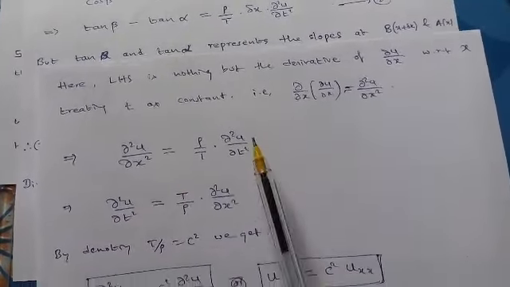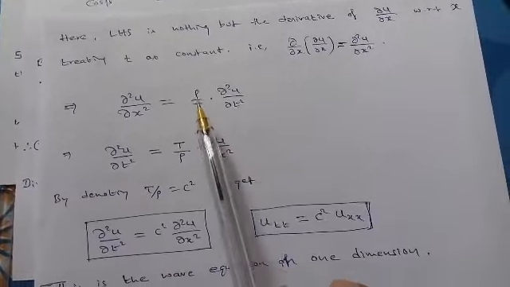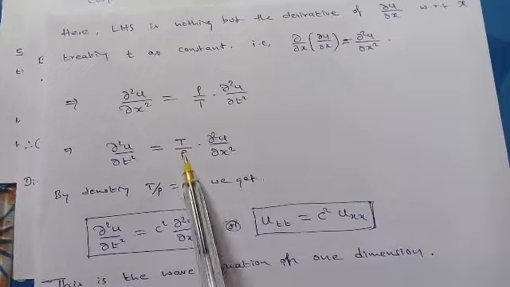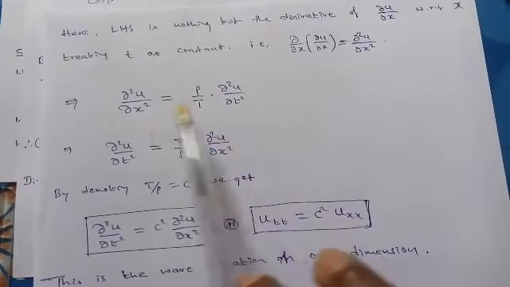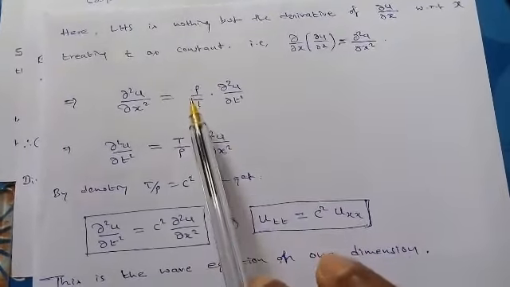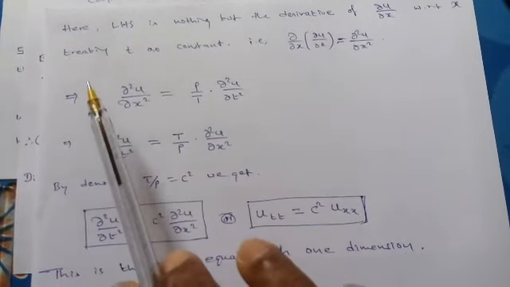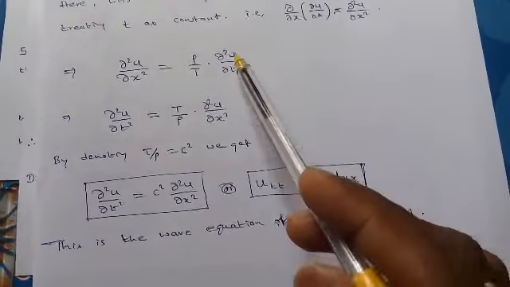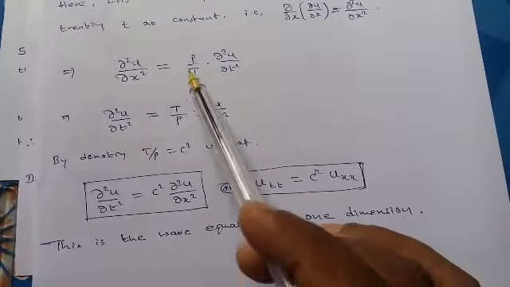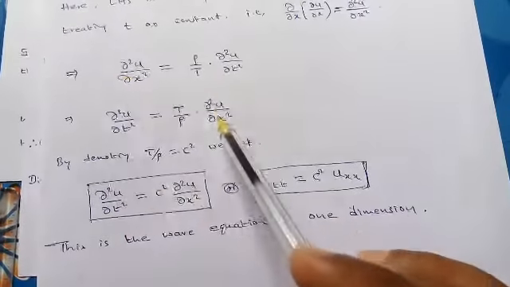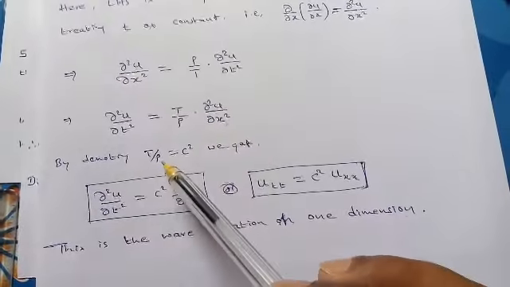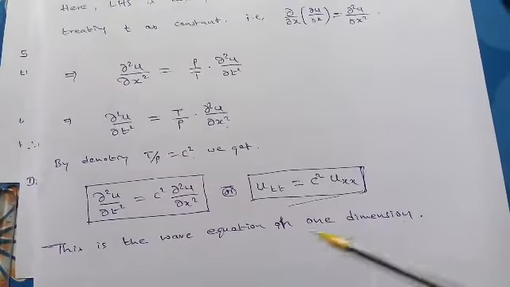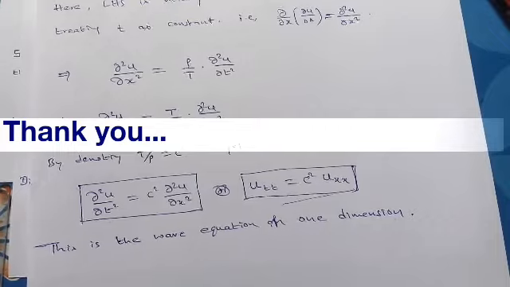In the RHS we have the same term, dou square u by dou t square. By cross multiplying rho by T to the LHS, it becomes T by rho times dou square u by dou x square, equals dou square u by dou t square. Denote T by rho equals c square. We get dou square u by dou t square equals c square dou square u by dou x square. This is the one-dimensional wave equation. Thank you.